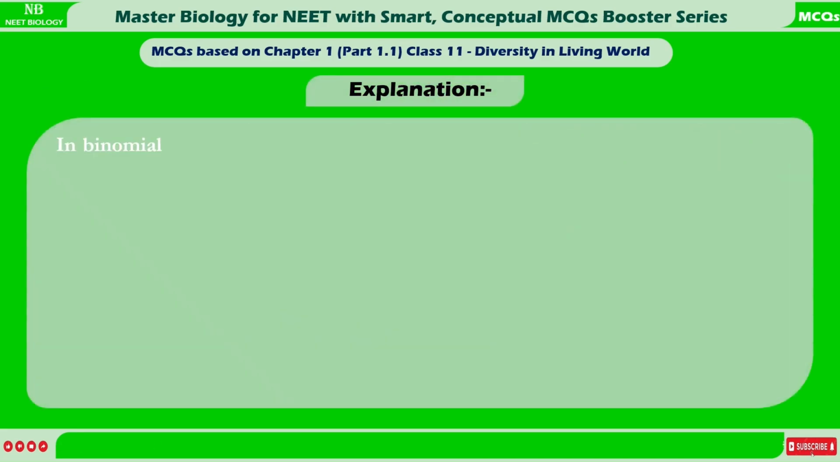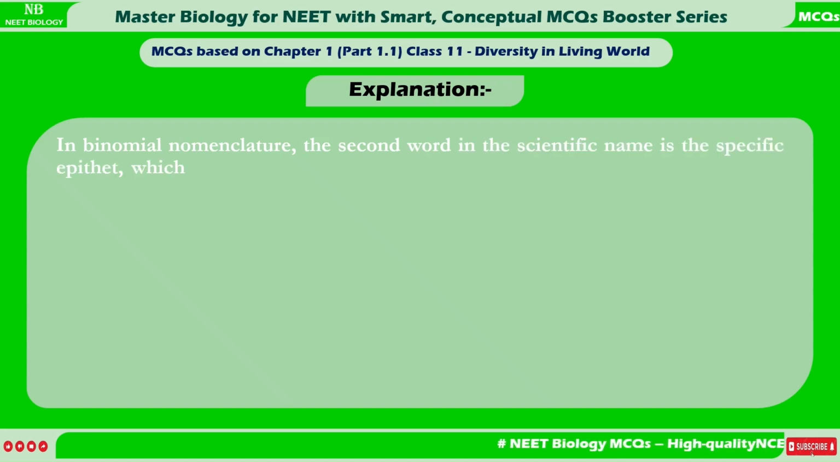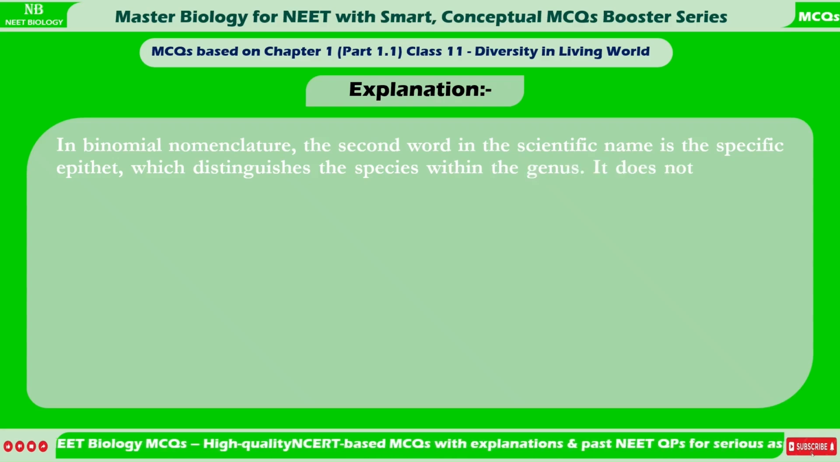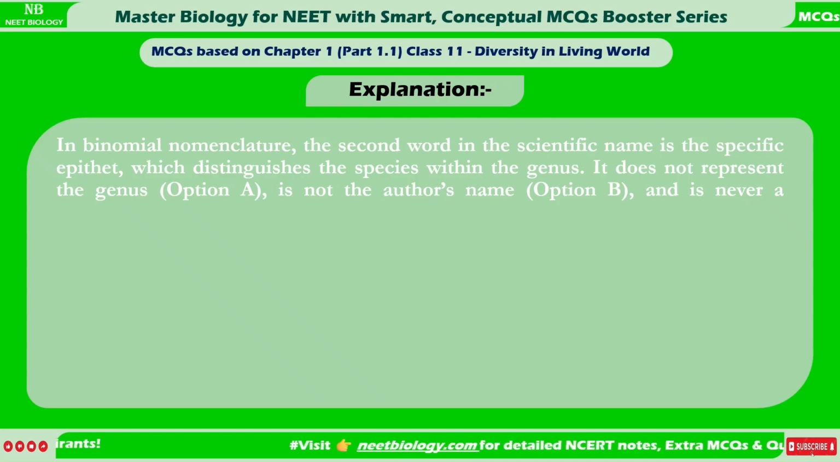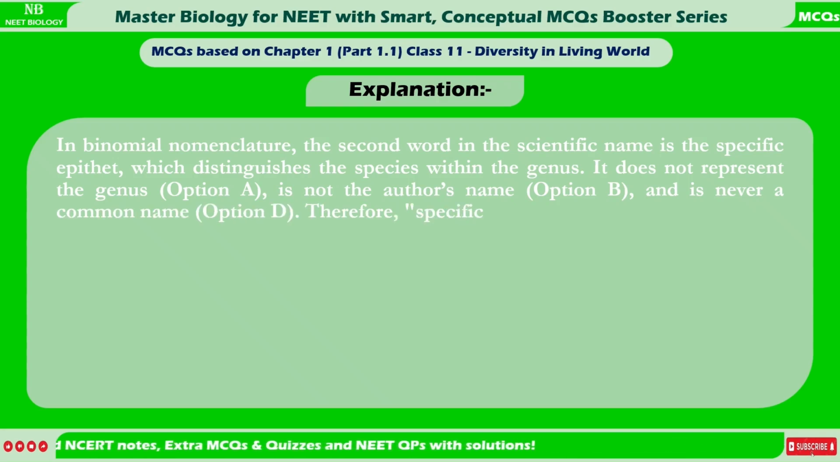Explanation: in binomial nomenclature, the second word in the scientific name is the specific epithet, which distinguishes the species within the genus. It does not represent the genus, option A, is not the author's name, option B, and is never a common name, option D. Therefore, specific epithet is the precise answer.